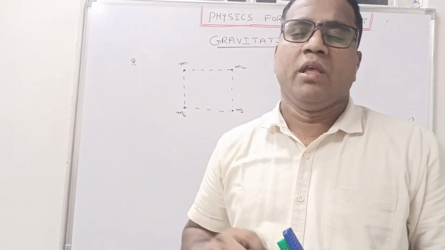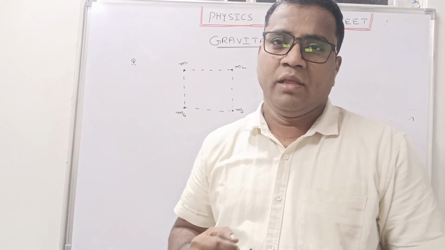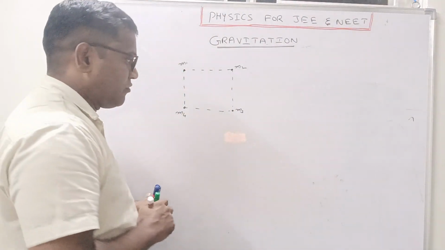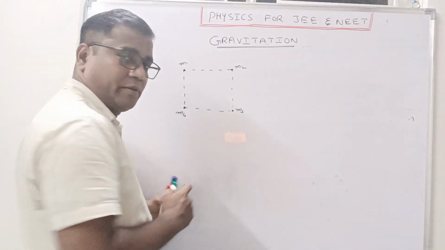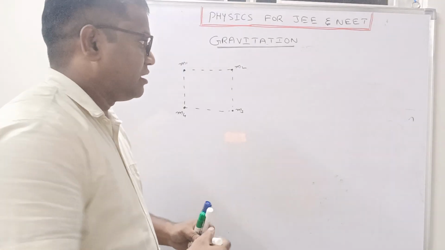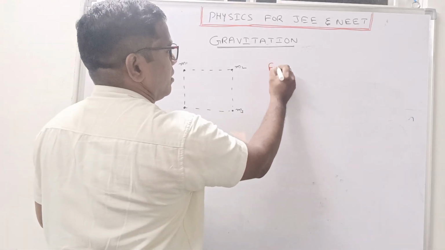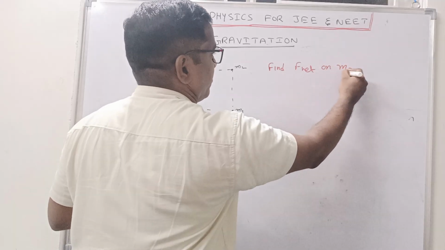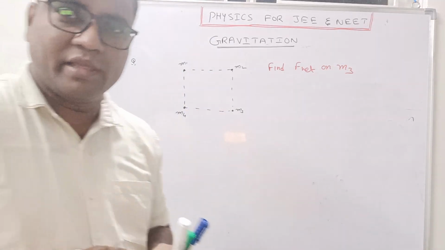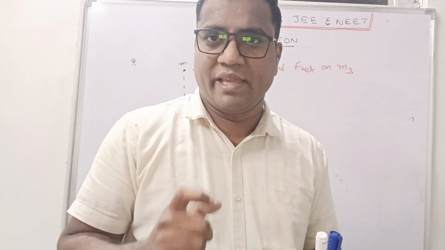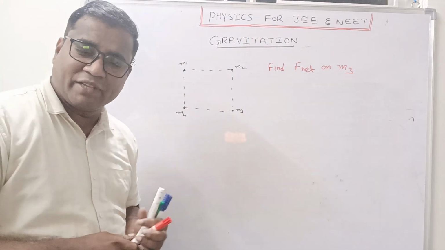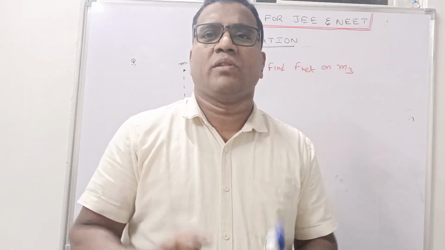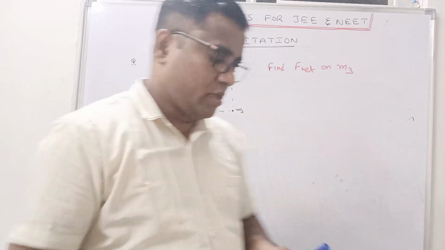Now we are going to find out the total force. For example, here we will try to find the force on M3. So the question is: find F net on M3. So now again we have to identify the directions. The first important point is we have to identify the directions. Based on the directions we have to follow. Clear? Now see this one.